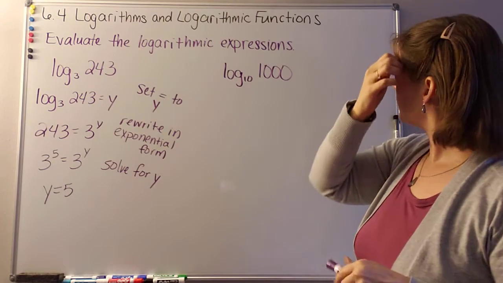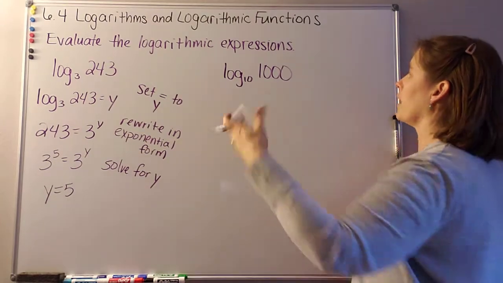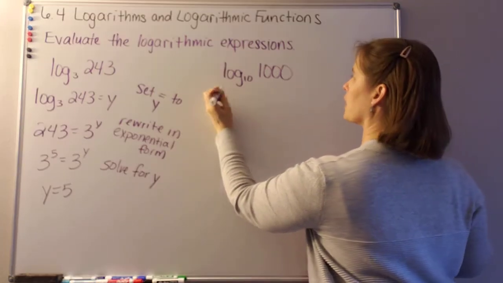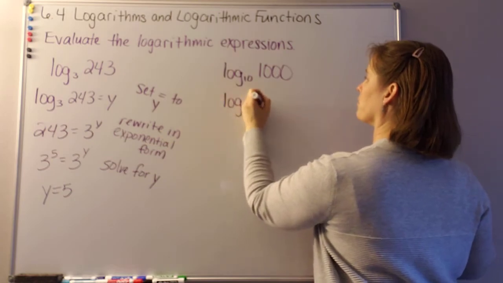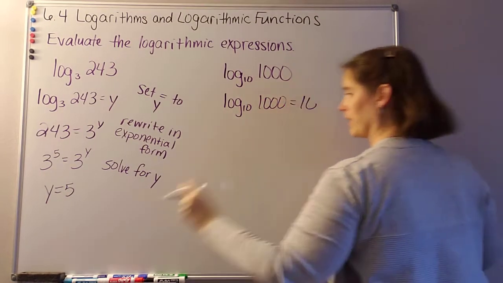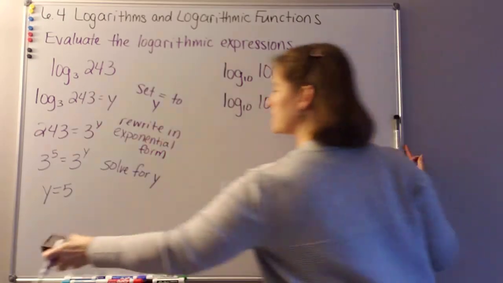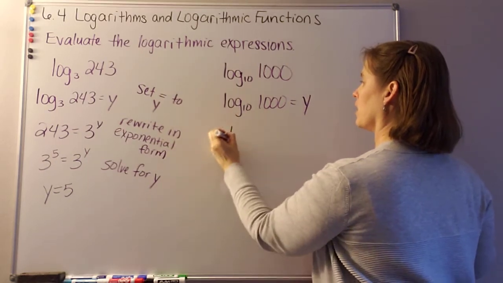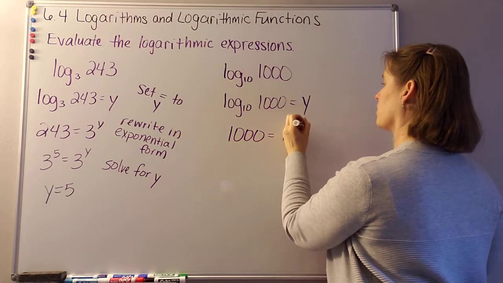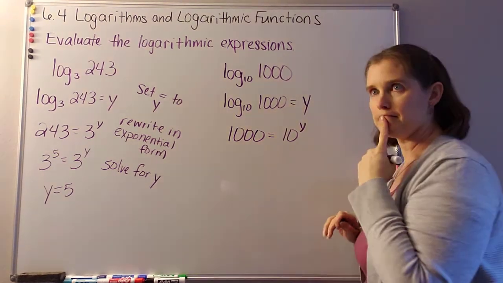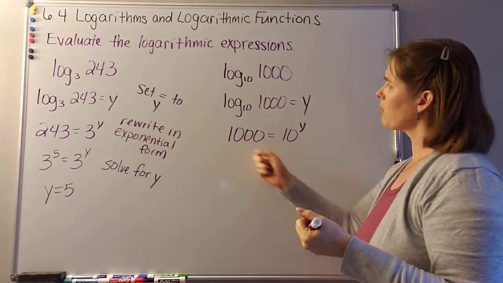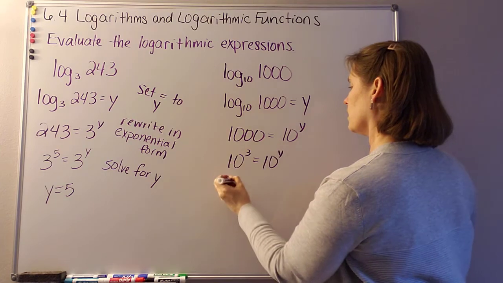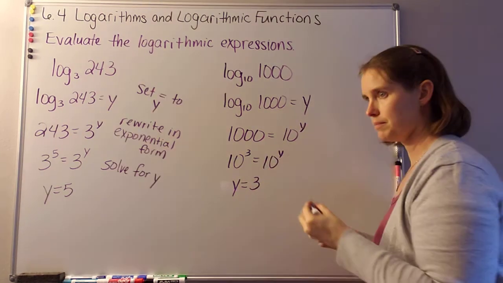All right, we got the base 10 log of 1,000. So first thing we do, set it equal to y. Now, if you're doing this just on paper, you can just go equals y. I'm keeping this up here just to keep the integrity of the original problem. Base 10 log of 1,000 equals y. Rewrite it in exponential form. 1,000 equals 10 to the y, base to the exponent. I have to have matching bases. 10 to what power is 1,000? Hopefully you're saying 10 to the 3rd equals 10 to the y. So therefore y equals 3.